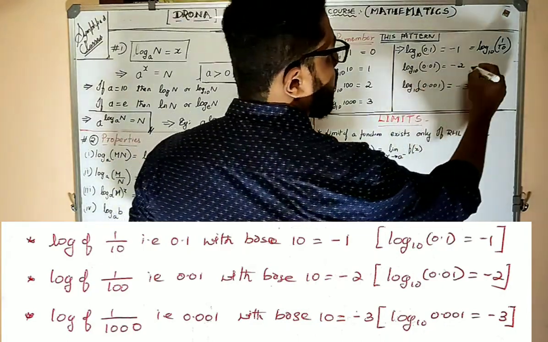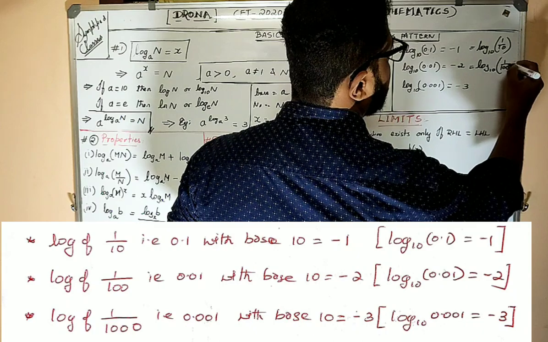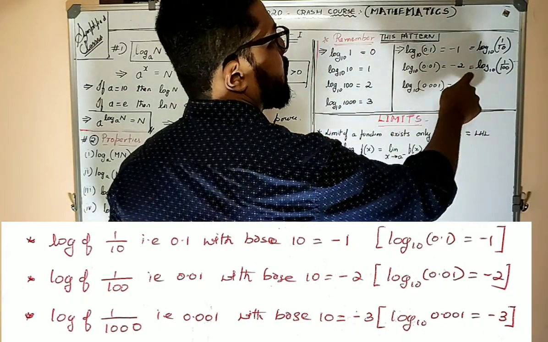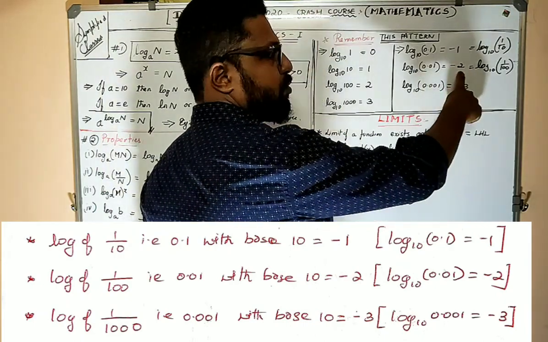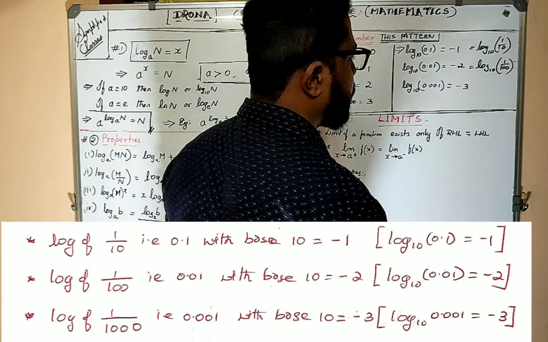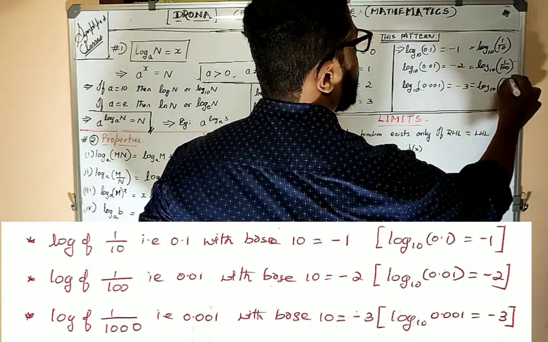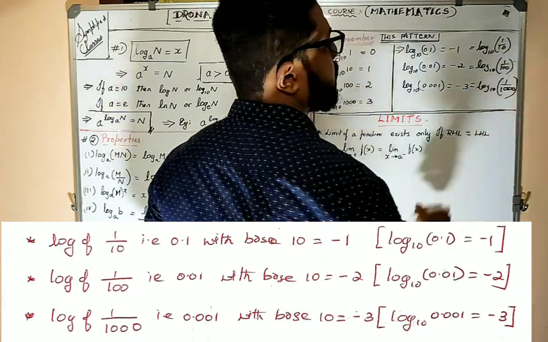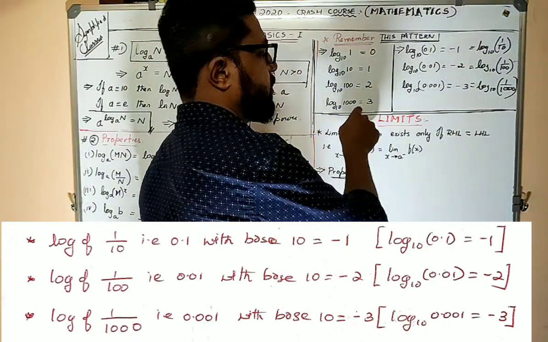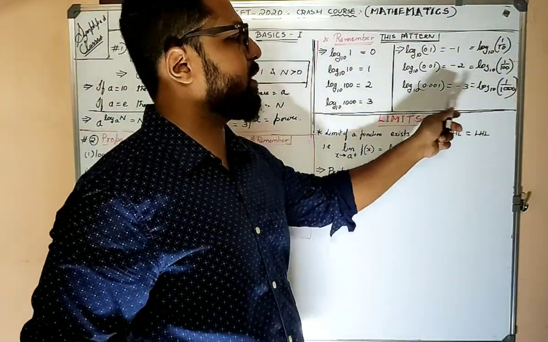Now the same thing: log to the base 10 of 1 by 100, which is 0.01, is minus 2. And 0.001, that is 1 by 1000, is minus 3, not 3. 3 is here, directly 1000 is plus 3, whereas 1 by 1000 is minus 3.